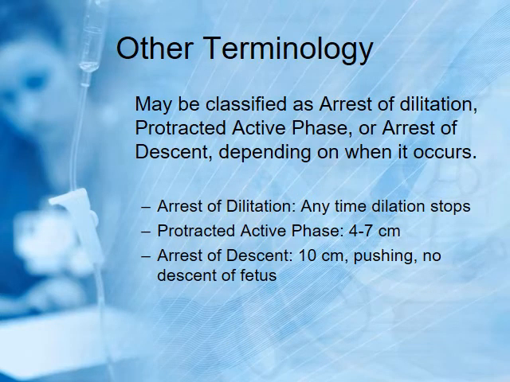Other terminology that you may hear in the labor and delivery unit would be what's called arrest of dilatation. That's anytime dilatation is arrested, anytime it stops. The protracted active phase of labor, if you remember the chart that we talked about in intrapartum, that active phase is 4 to 7 centimeters. If they stay stuck at that and don't progress, that's called protracted active phase. Arrest of descent, she's gotten to 10 centimeters, she's pushing, but the baby doesn't come down. That's another term you may hear.